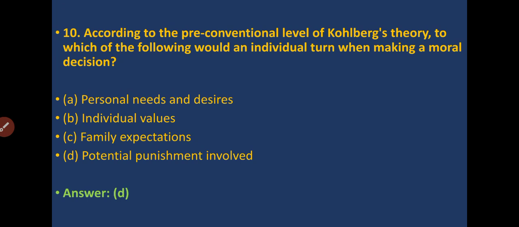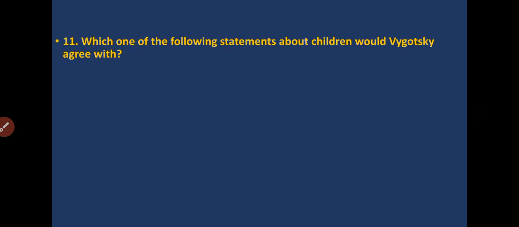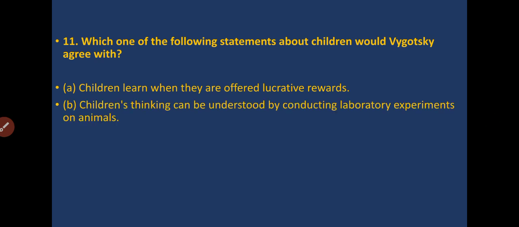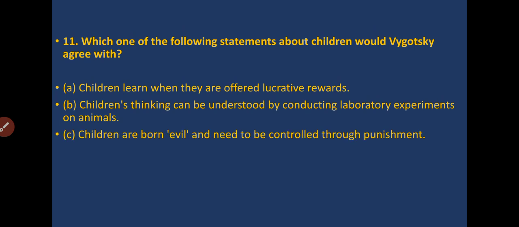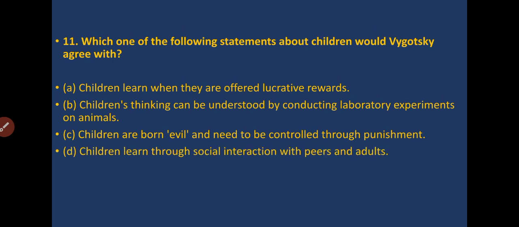Potential punishment involved. Next, which one of the following statements about children would Vygotsky agree with? A. Children learn when they are offered lucrative rewards. B. Children's thinking can be understood by conducting laboratory experiments on animals. C. Children are born evil and need to be controlled through punishment. Or D. Children learn through social interaction with peers and adults. The correct answer is option D. Children learn through social interaction with peers and adults.